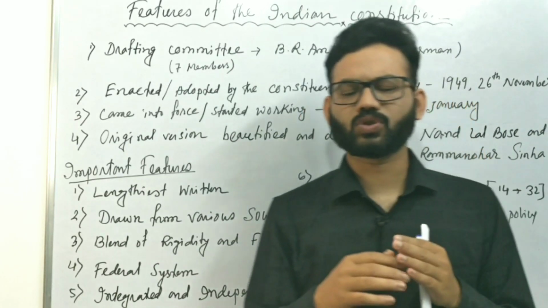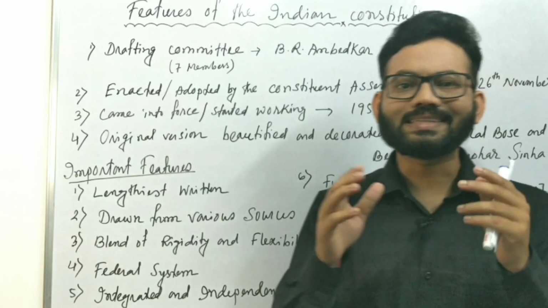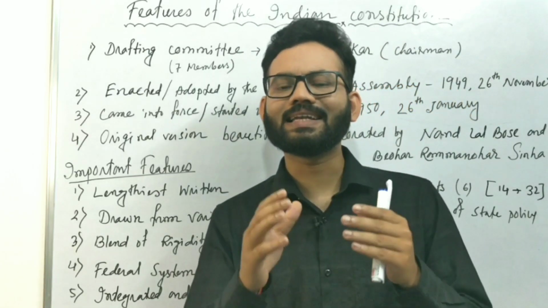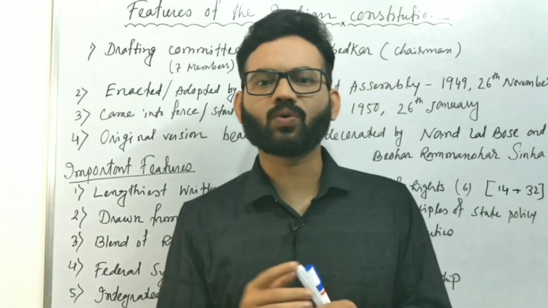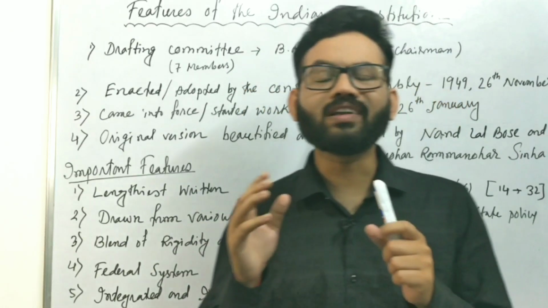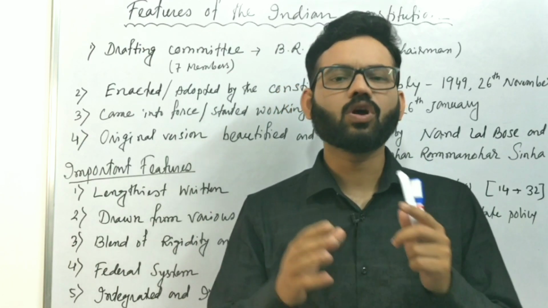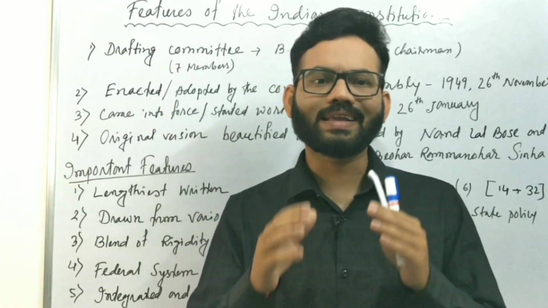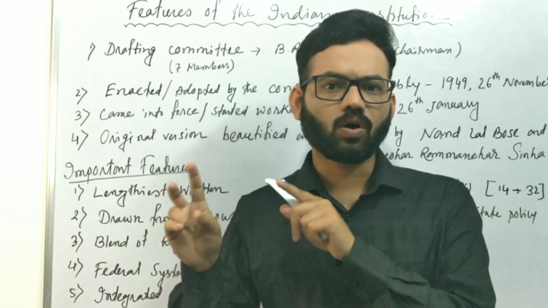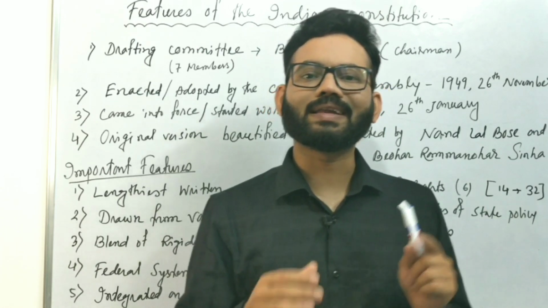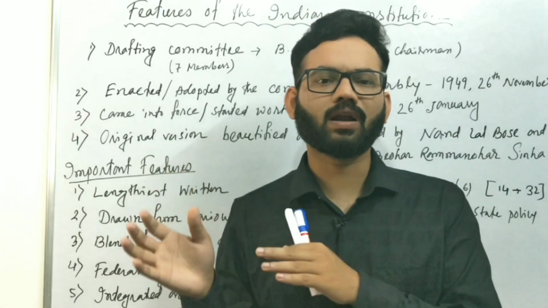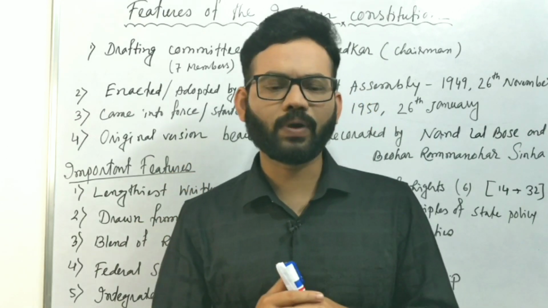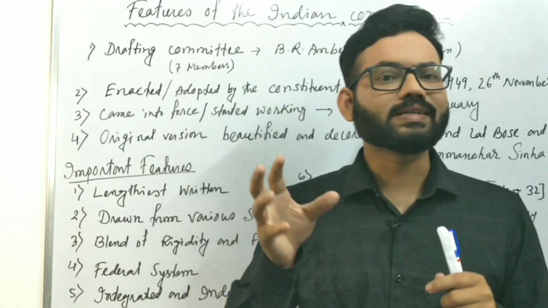And number five, an integrated and independent judiciary. Another important feature of the Indian Constitution is that it has an integrated and independent judiciary. That means the judges of the Supreme Court and the High Courts are not representatives of the Parliament or of the executive. They are independent from the two organs. So the judiciary is completely independent. There is no relation between the judiciary and the Parliament or the executive. And it is also integrated.